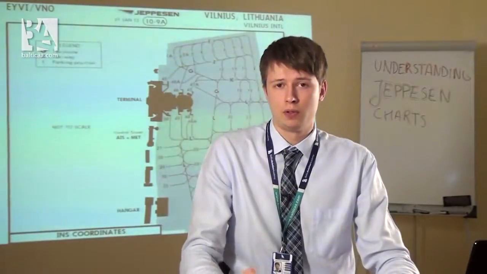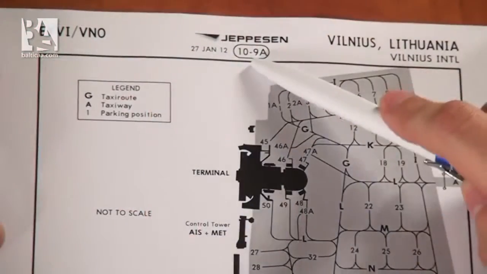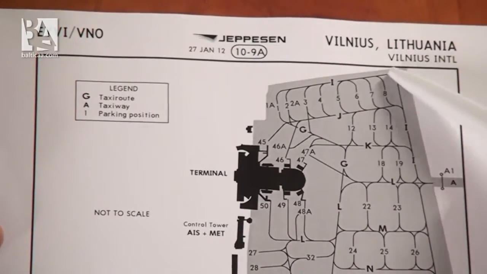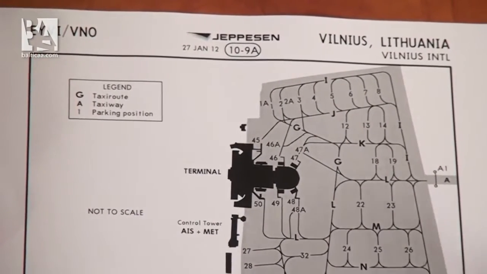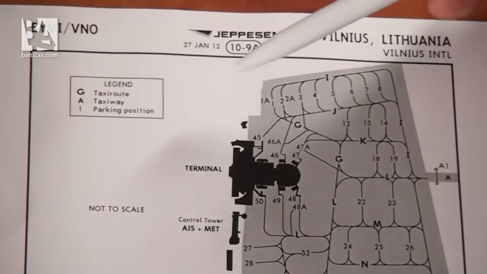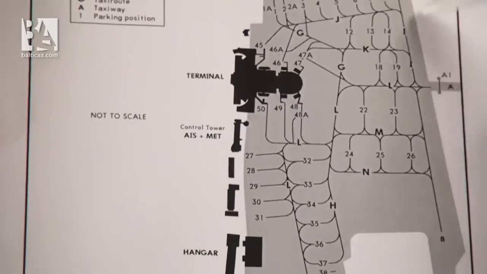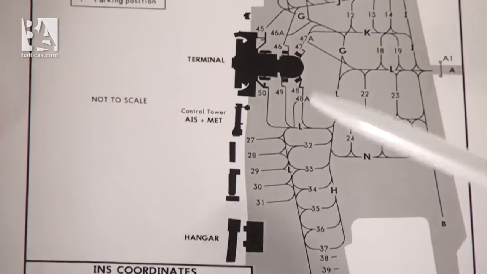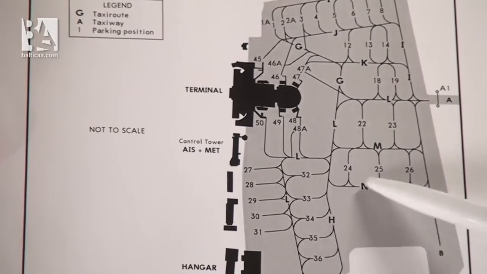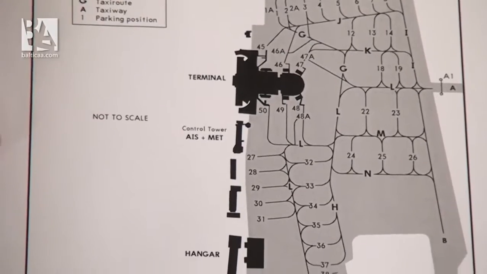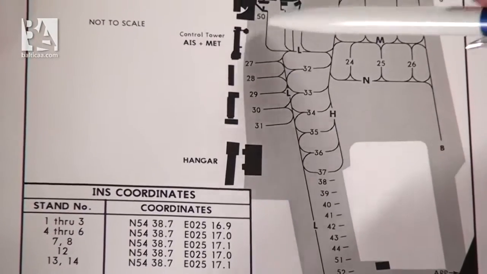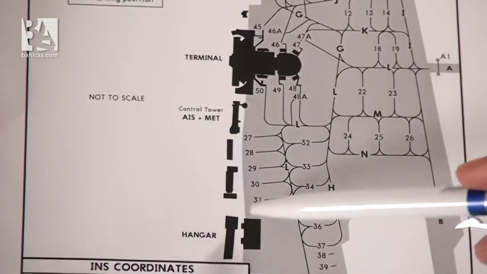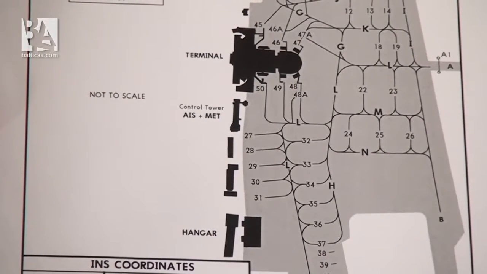Okay, now let's go to the next chart. 10-9A, published 2012 January the 27th for Vilnius International, which is the ground and terminal chart. Here you can see the whole terminal area with all the stands and taxiways, for example stands 50, 49, 48 and the taxiways Lima, Mike, November and so on. Of course there is some additional information, where you have the terminal itself, the control tower with the aerodrome information service and meteo, some hangars, and that the chart is not to scale.